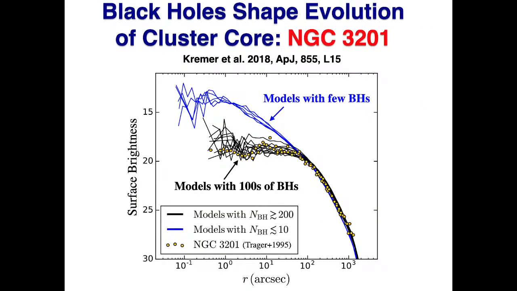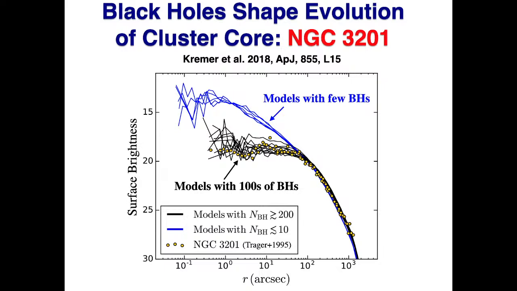And to connect this back to NGC 3201, this cluster where we observe these detached black hole binaries, this plot here is showing the surface brightness profile in yellow of this particular cluster, compared to n-body simulations with many versus very few black holes. And you can very clearly see the n-body models that most accurately capture the density distribution of this cluster are the ones that still have large numbers of black holes in their centers.